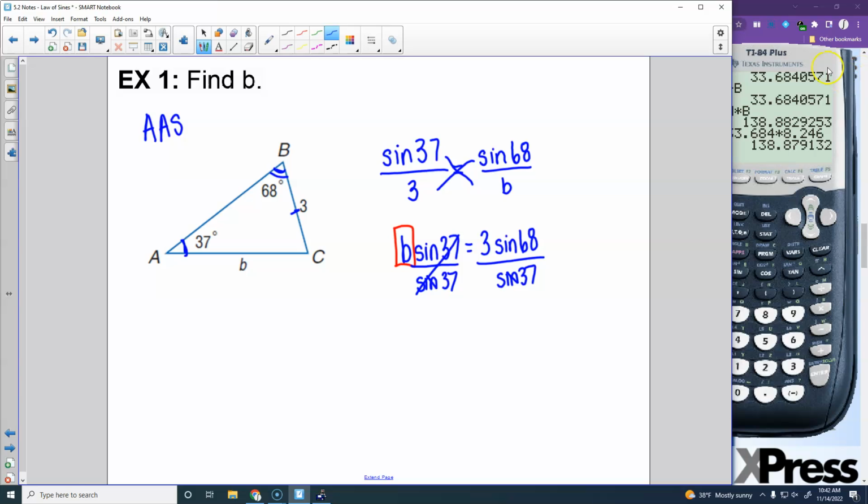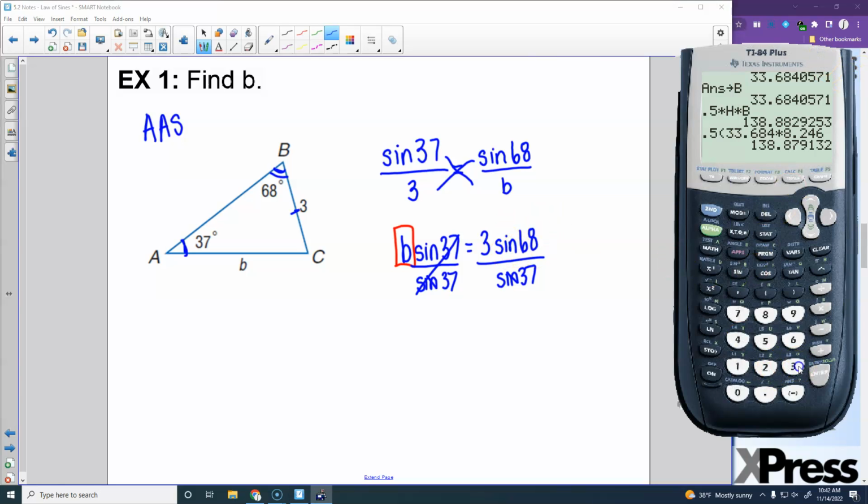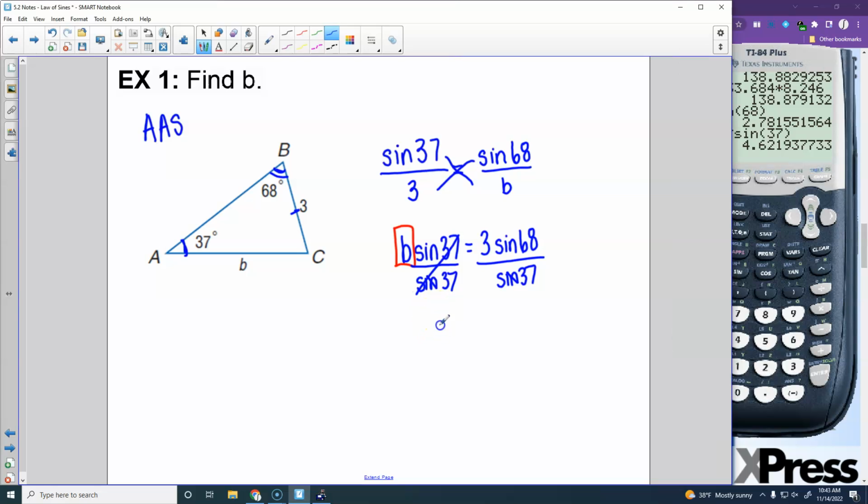If I'm going to type that in, you're going to do 3 sine 68. I would hit enter there, and then divide by sine of 37. It'll help you avoid errors if you forget a parentheses there. And we're going to get 4.622 if we round to 3 places. So that is side B.